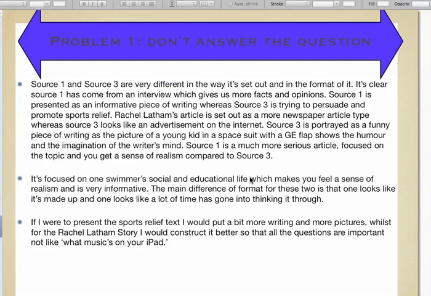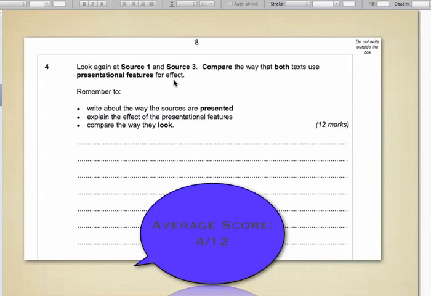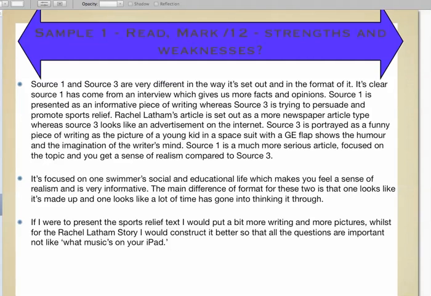There's some good stuff, but if you look at it, try and find the number of presentational features that are mentioned. Remember, compare the ways texts use presentational features. It's not just compare the texts, what's similarity and difference. Look, in the foundation, they'll even tell you, write about the way they're presented, explain the effect of presentation, and compare the way they look. Now, this student hasn't really done that.